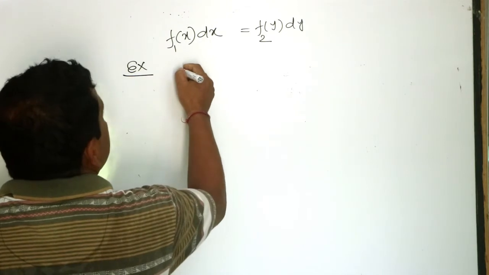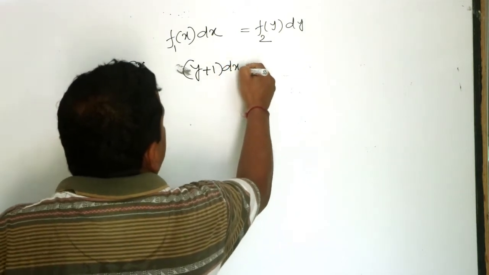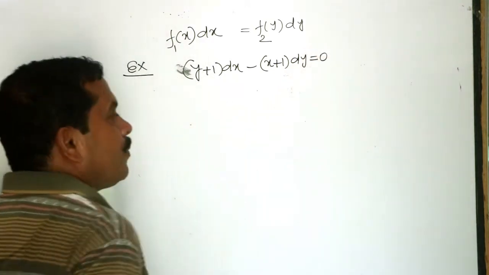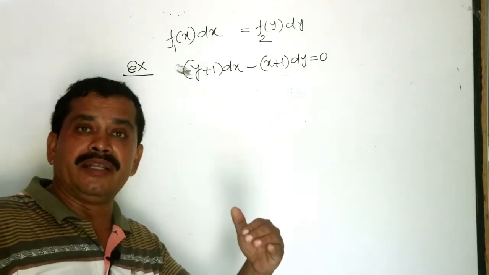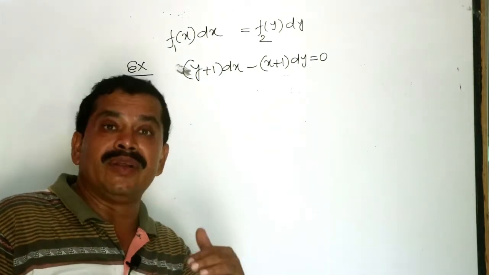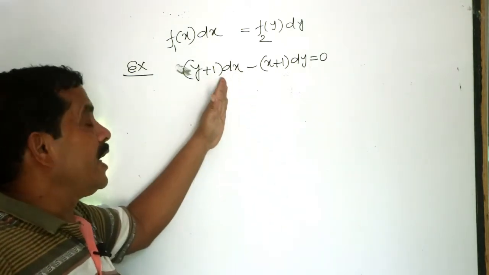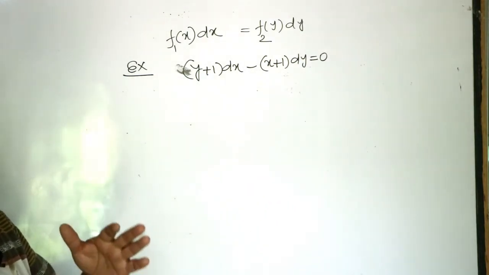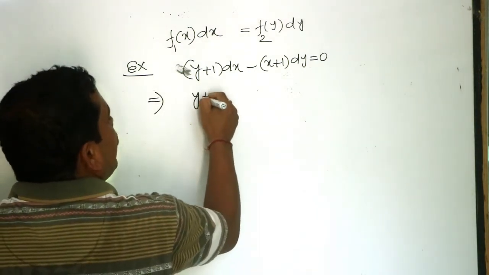Suppose the differential equation is of the form (y plus 1) dx minus (x plus 1) dy equals 0. This is a first order differential equation. First we have to check whether the differential equation can be solved by variable separation or not. How can it be determined? If the variable x goes with dx and variable y goes with dy, then we can integrate to solve the differential equation. First you separate dx and dy.